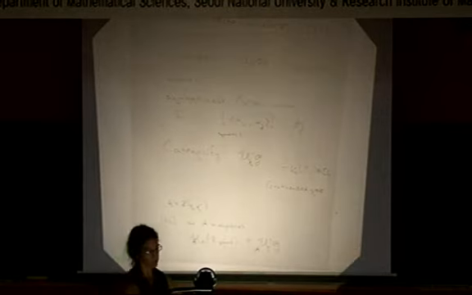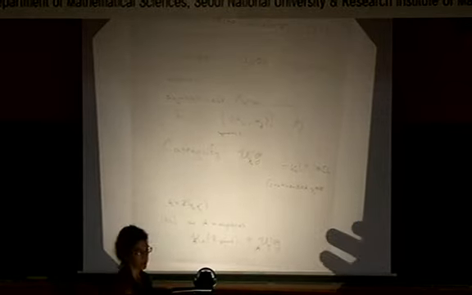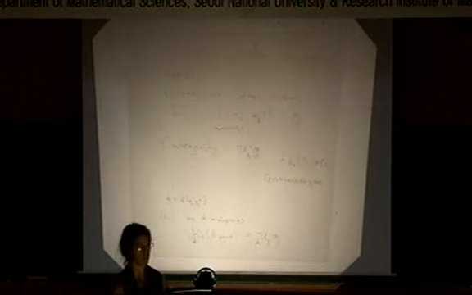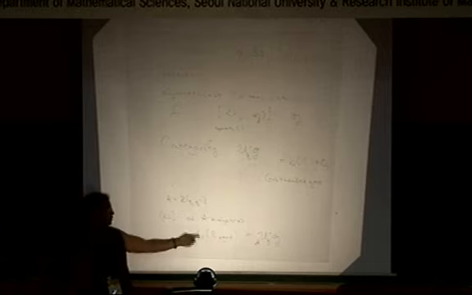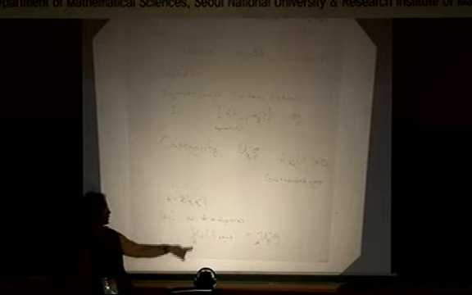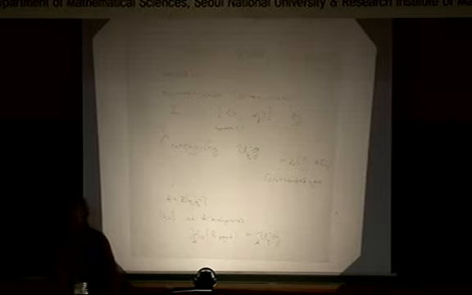Khovanov and Lauda showed that if we take A to be Z adjoin q, q inverse, then the Grothendieck group of the projective modules of these algebras is isomorphic to U_q^-(g), the integral form of it.